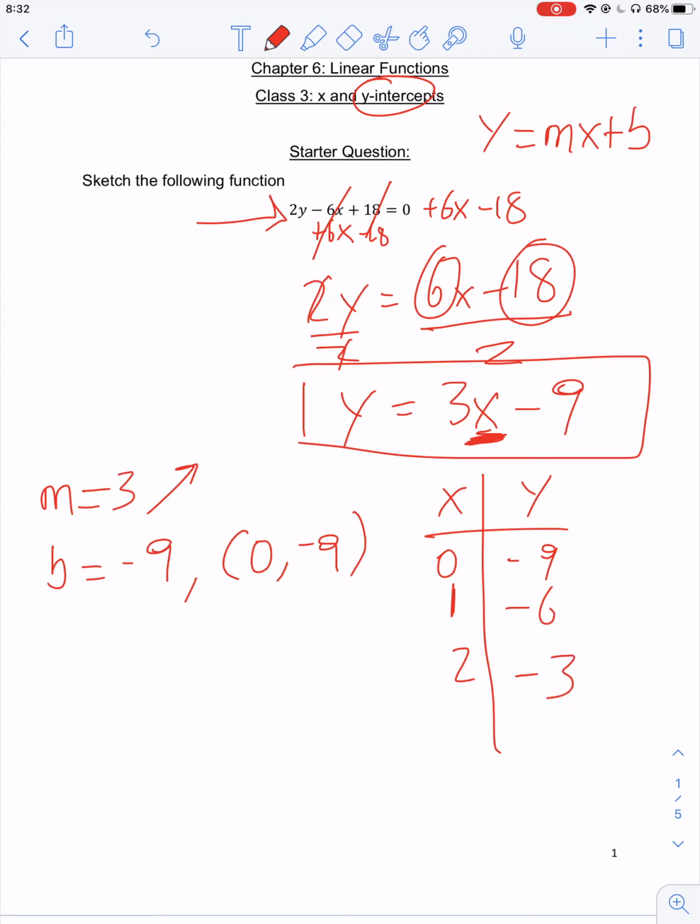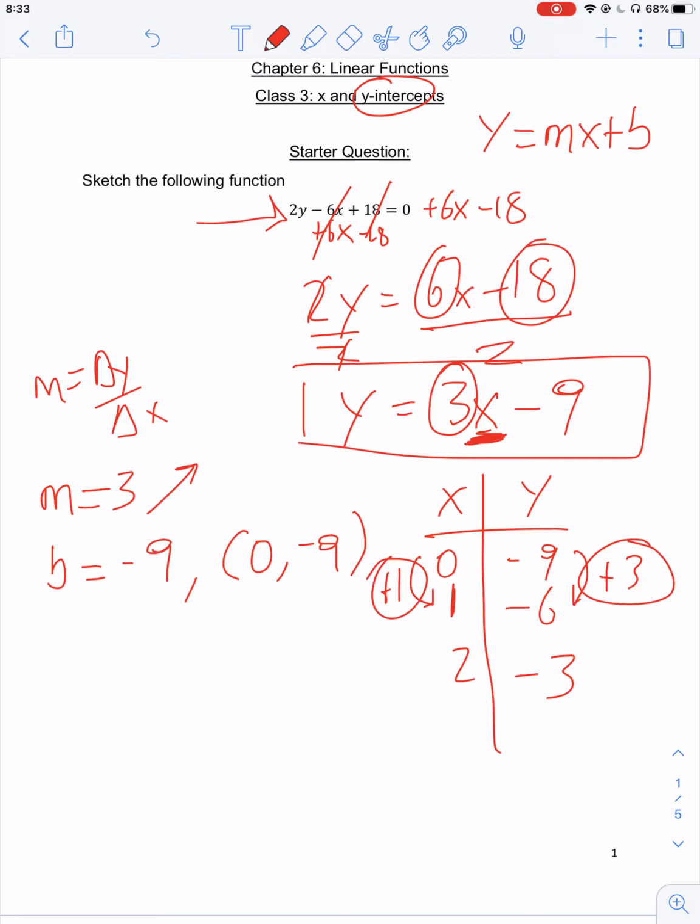Okay, and it kind of makes sense because remember, this is your slope, right? So whenever you increase your x value by 1, because your slope is positive, your y value has to increase by 3. Remember, slope by definition is the change in y divided by the change in x. So this is your change in y, and if you divide by the change in x, you should get your slope, which is 3. Okay, so this is where it's coming from.